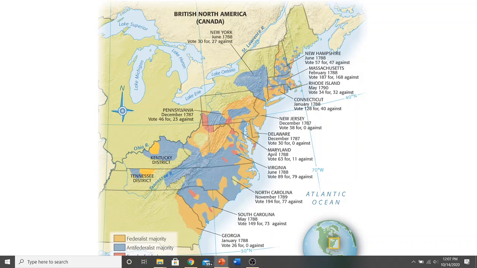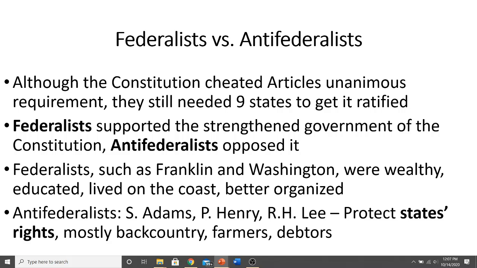So when the Constitution goes out to the rest of the states for ratification, you can see that the coastal areas where the elites were mostly located, they supported the idea of the Constitution. They supported it because this would create a more stable nation. On the frontier, where you have people who were more independent-minded and fought against the elites, we see a different attitude forming, and that's where your anti-federalists would be. So although the Constitution cheated the Articles' unanimous requirement, they still needed 9 states to get it ratified.